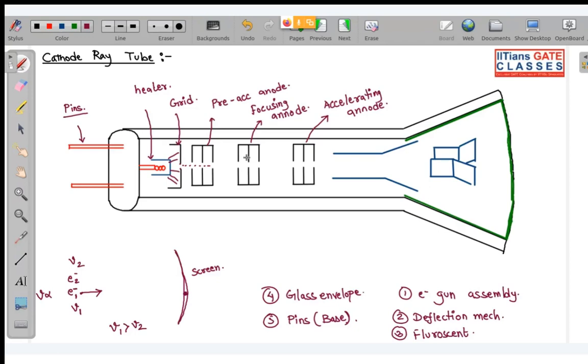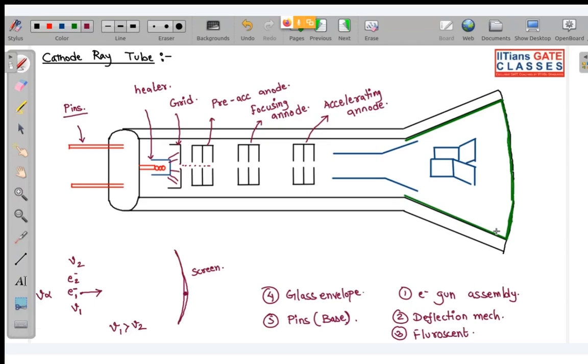Can anyone tell me what the medium inside this tube is? Yes, vacuum, or there is one more thing. Have you heard about inert gas or noble gas? Yes, sir. So remember xenon, and argon, all those things.